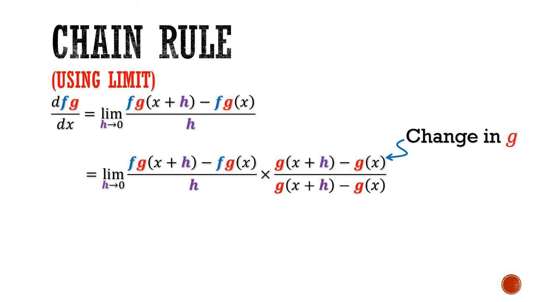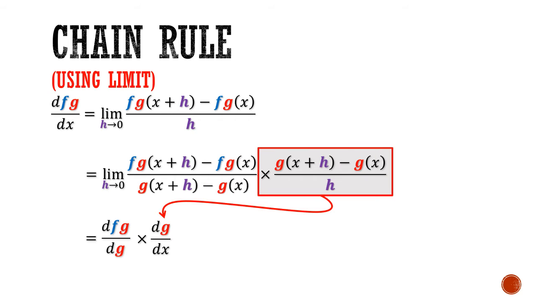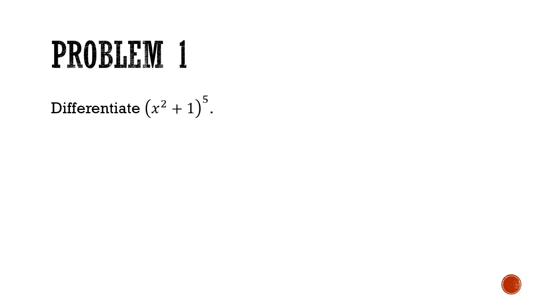Now the magic trick, we're going to swap the denominators of both fractions. Now observe, the first fraction now represents the change in f(g) over the change in g. So that's df/dg. Now the second fraction, that gives us the change in g over the change in x. So that's dg/dx.